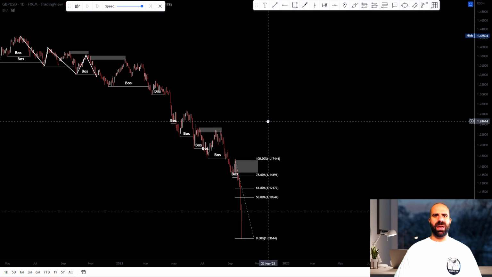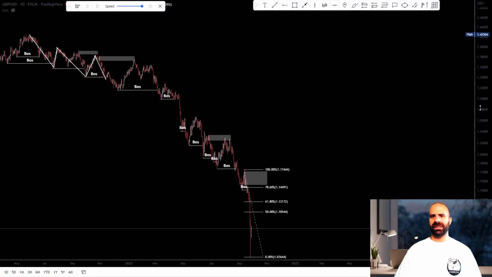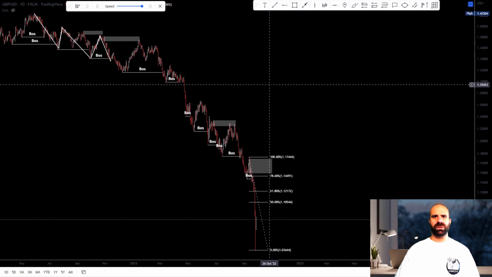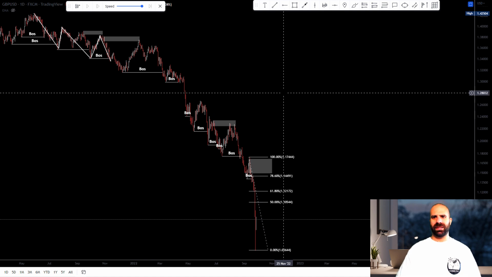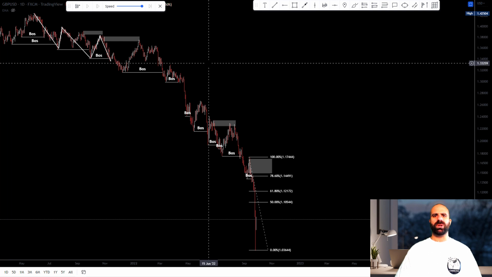So this was the best Fibonacci retracement tool strategy that you can use in order to identify the best and the most probable institutional order blocks that you can trade from.